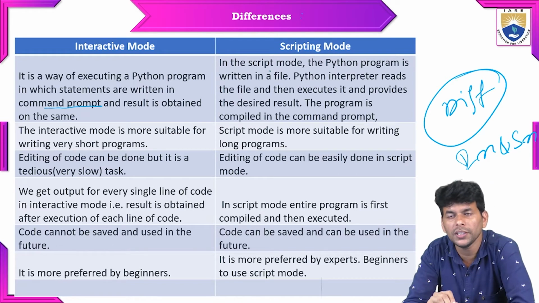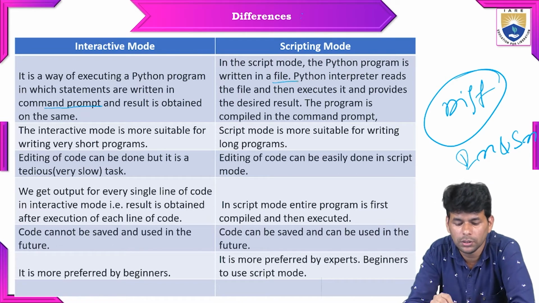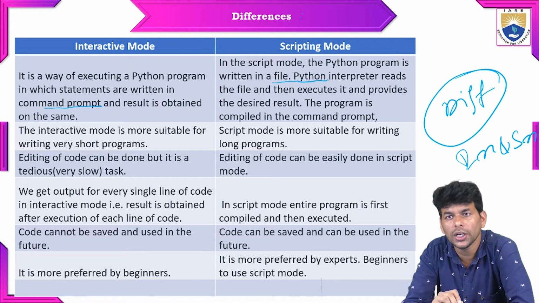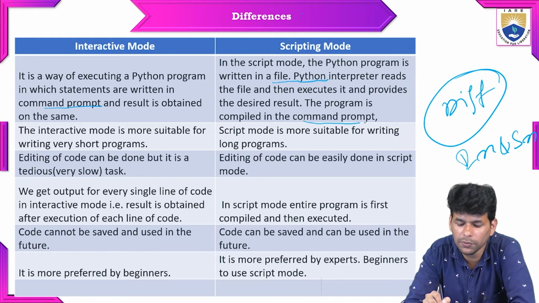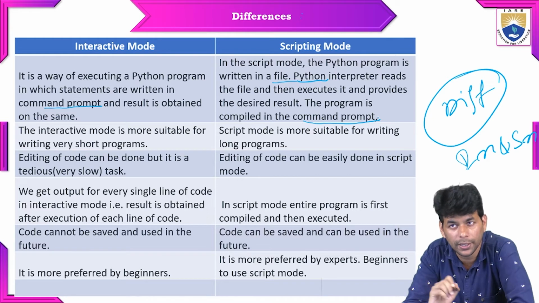So what are we doing? A Python program is written in a file. That is where we are writing a program in the file. That program has to be saved and then it has to be compiled. So in the compilation, what will we do again? The command prompt has to be opened.